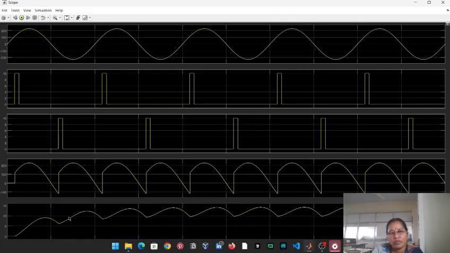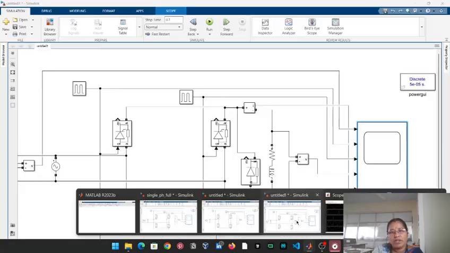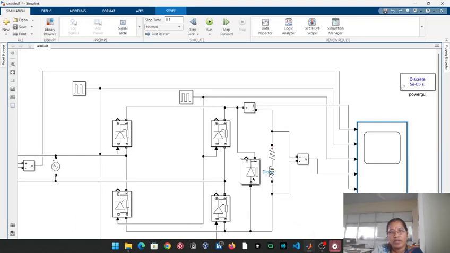This current waveform may be continuous or discontinuous, depending on the inductor value. If we choose a high inductance value, we get continuous conduction of the output current. So this is the comparison between R load and RL loads. If we need to discharge this reverse voltage, we need to connect a diode in parallel with the load. This diode is called a freewheeling diode or flywheel diode.